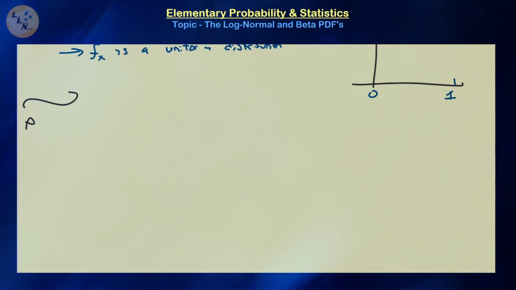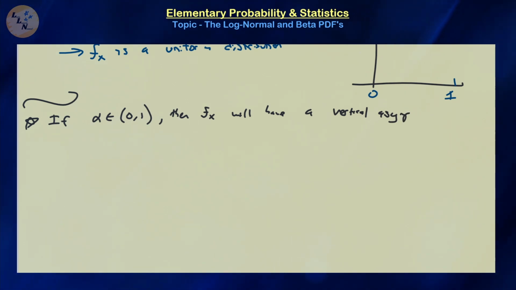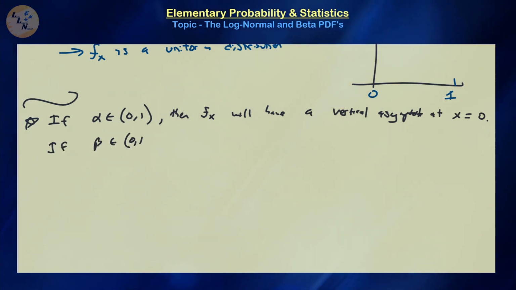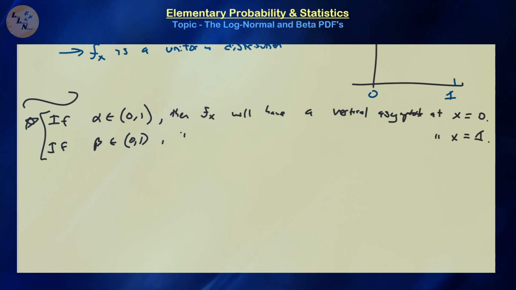Now we can make things a little interesting by letting alpha and beta be sufficiently small. So if alpha is between 0 and 1, then f of x will have a vertical asymptote at x equal to 0. And similarly, if beta is between 0 and 1, then f of x will have a vertical asymptote at x equal to 1. And if alpha and beta are both between 0 and 1, then you're going to have vertical asymptotes at 0 and 1.